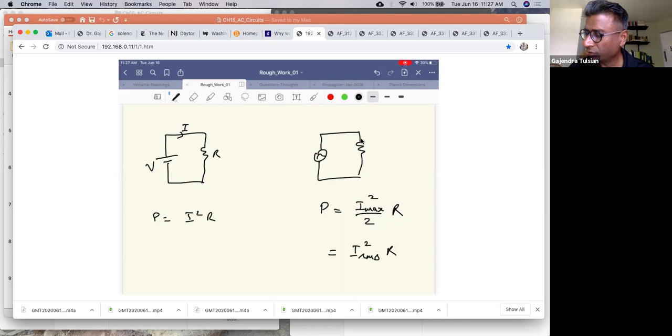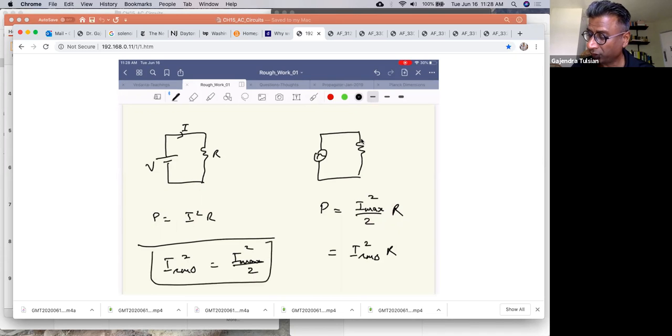So what we're defining is IRMS squared equal to I max squared divided by 2. We define this new quantity IRMS. It's called the root mean squared, and that's what it stands for. The only reason we define that is so that we have an expression that looks like the expression for the DC circuit.